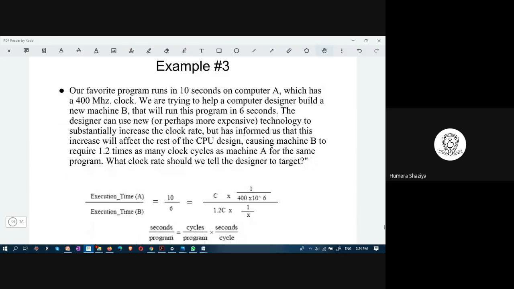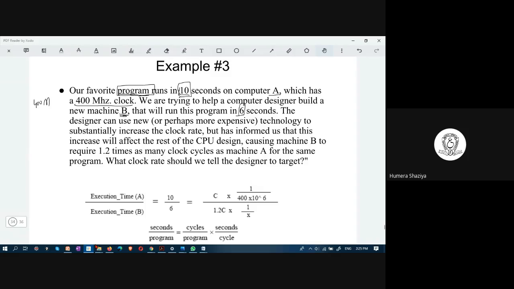So the example is given here: execution time A is 10, execution time B is 6. Our program runs in 10 seconds on computer A, which has a 400 megahertz clock. 400 megahertz clock means what? 400 million cycles per second can be executed by that processor. You are writing one program, and that program executes in 10 seconds. We are trying to help a computer designer build a new machine that will run this program in 6 seconds. You want to improve the time taken for the program to execute, from 10 seconds to 6 seconds. This is like acceleration, right?